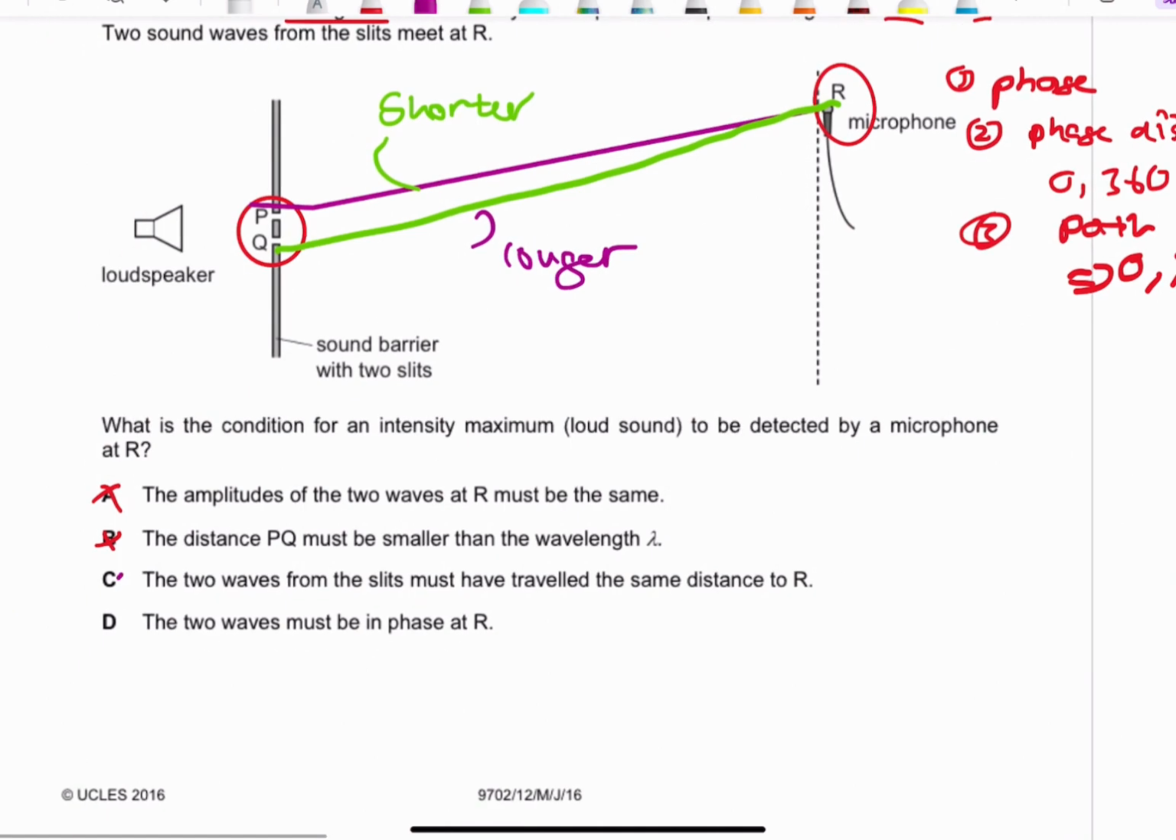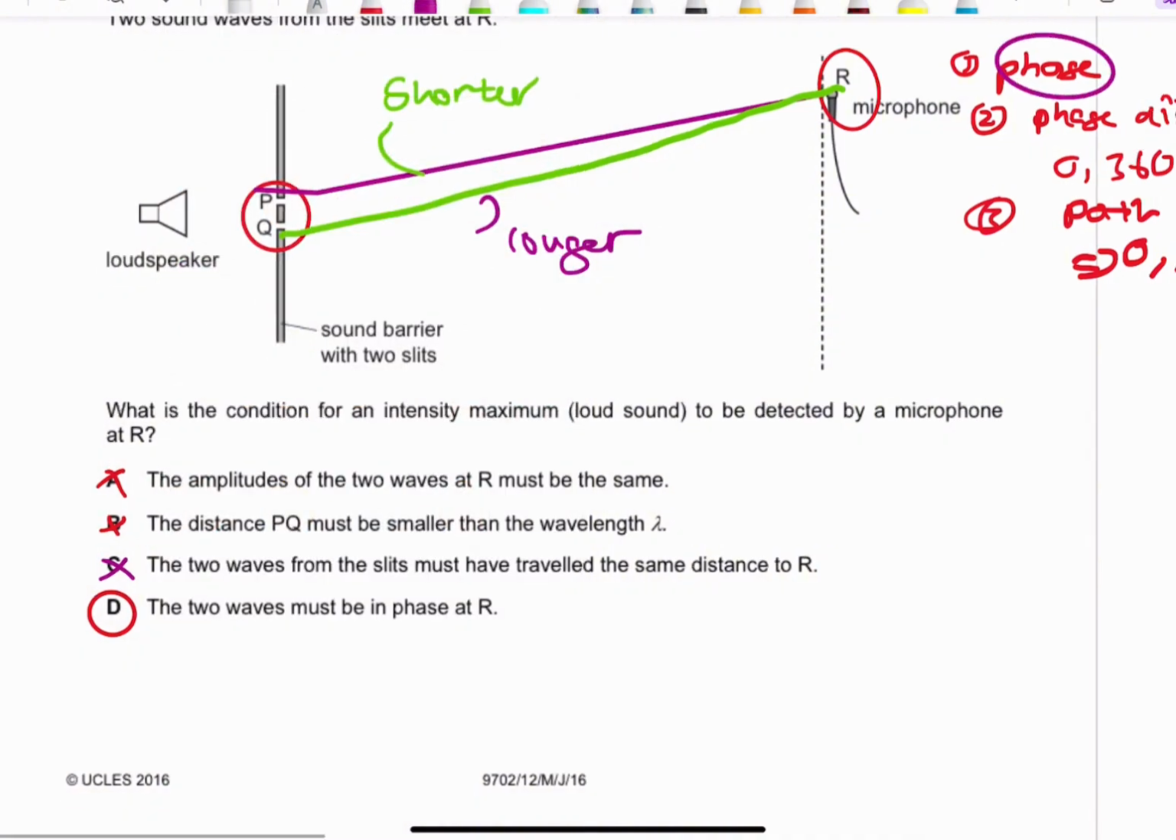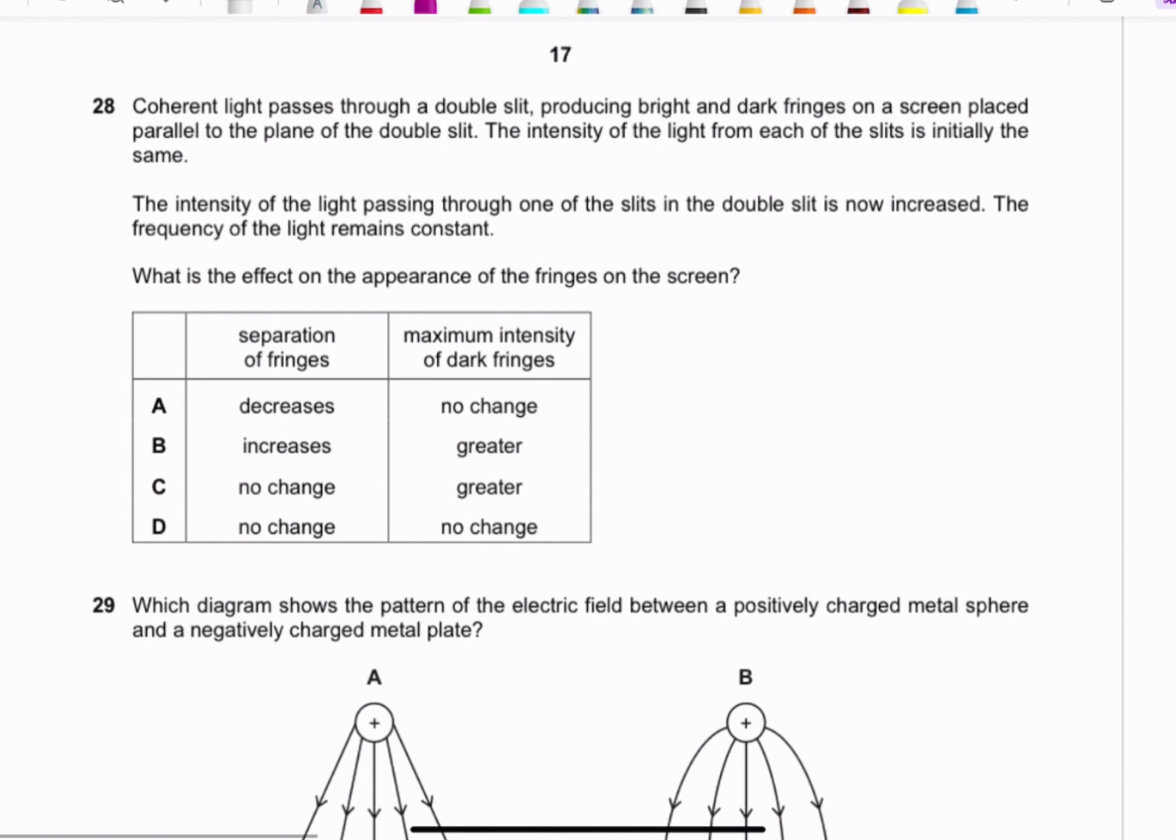So it can't be the same. And the answer will be D. If they meet in phase, like I've said, if they meet in phase, it's most likely to be an intensity maximum. Very important. Move on to question 28.